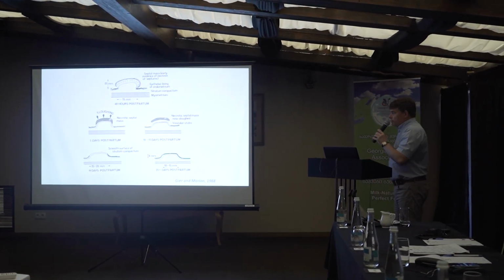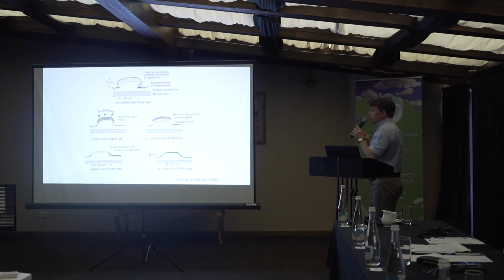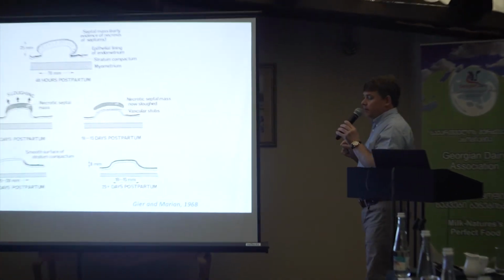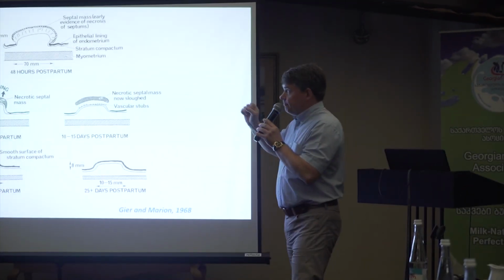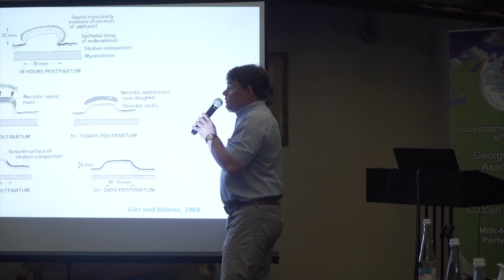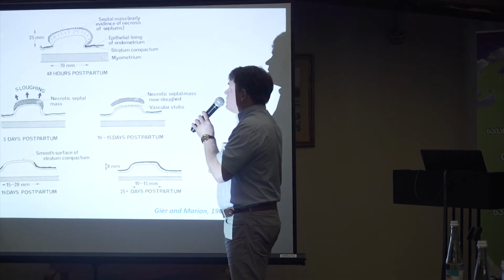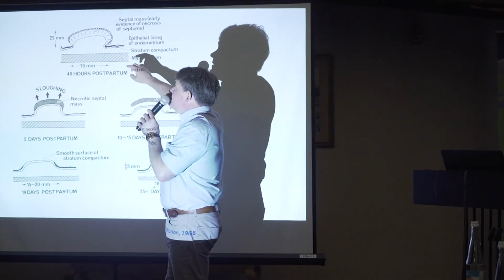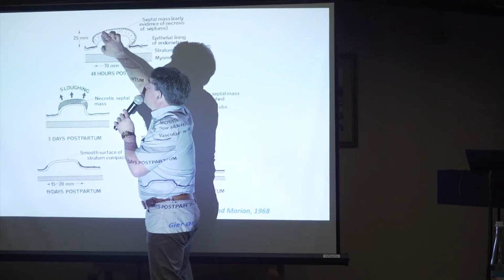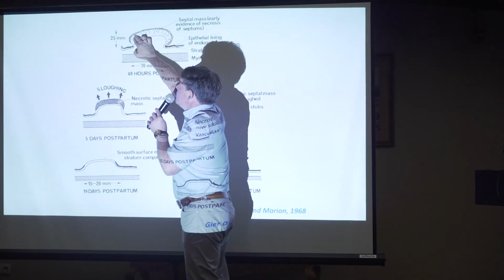The most important event that happens in the endometrium and on the surfaces of the caruncles is given here. Let's say that we have 2 days after parturition, and at 2 days after parturition, the first necrosis will be visible on the surface of the caruncle here.